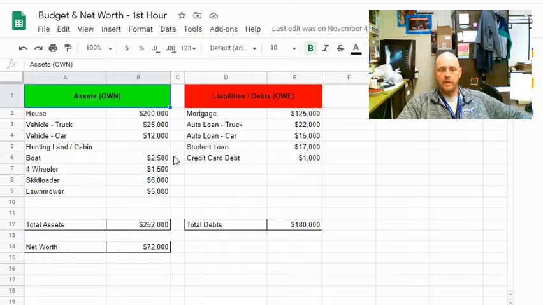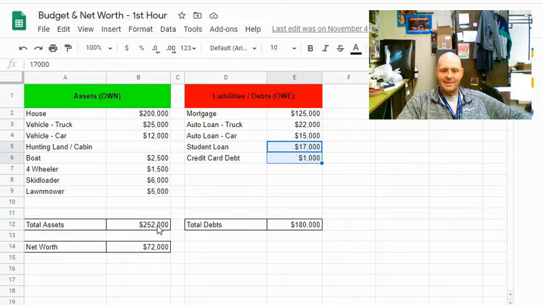Versus my net worth statement, which is I own a home. Here's what the price would be. If I sold it, I would get this much for it. How much do I still owe on that home? Here's the value of some vehicles and how much I still owe in loans, right? Are there other things I own, like a boat or a four-wheeler or a skid loader? And there are personal items in there as well. Versus the other kind of debts, which are usually my student loan and my credit card.